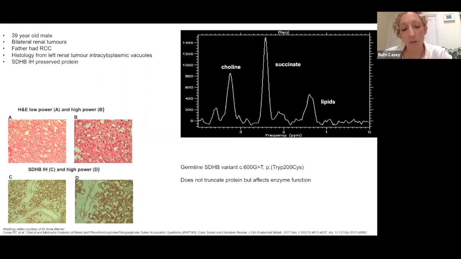And further in silico protein prediction analysis has demonstrated that this particular gene mutation affects enzyme function, but does not truncate the protein, which was why we were seeing succinate accumulation in the MRI spectroscopy, but why we didn't see loss of expression of the protein on immunohistochemistry. So of course, this is a really, really important observation because it means we now know for patients presenting with this particular gene mutation in the future that STHB immunohistochemistry is not sensitive. And it really highlights the role of metabolomics, both in vivo and ex vivo, for some of these cases.